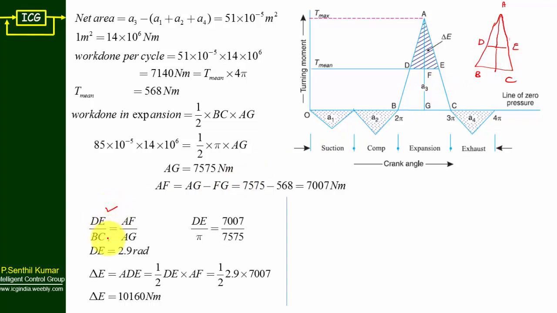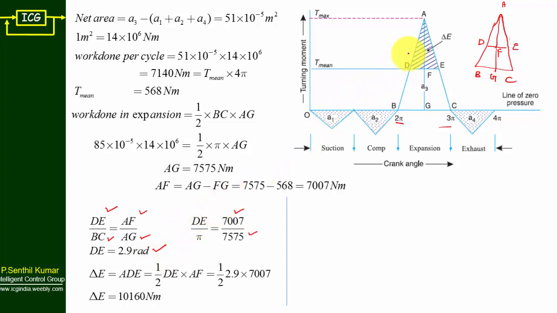DE divided by BC equal to AF divided by AG. This is AF, this is AG. Again AF 7007, AG value 7575, then BC value pi, DE unknown. The value of DE is what we want. So DE equal to, reduce this, you will get 2.9 radian. Now we got the DE value.